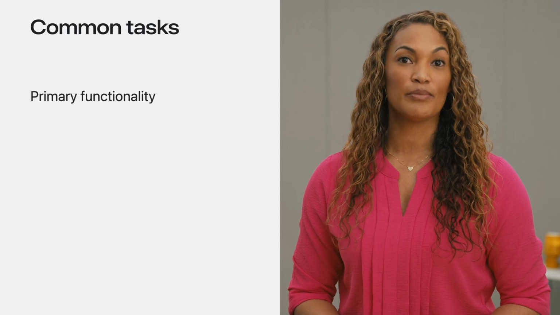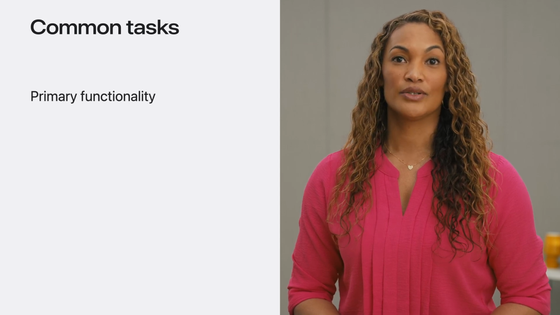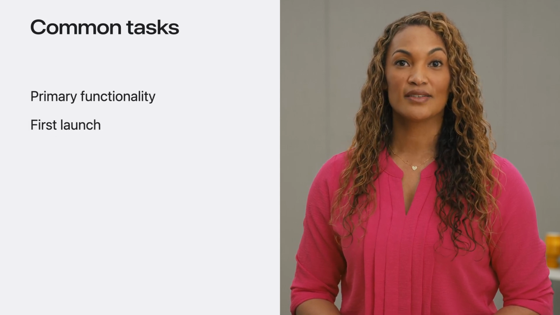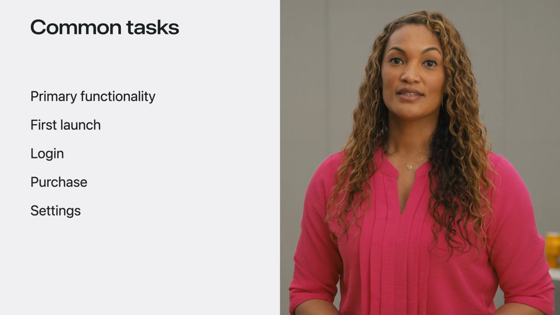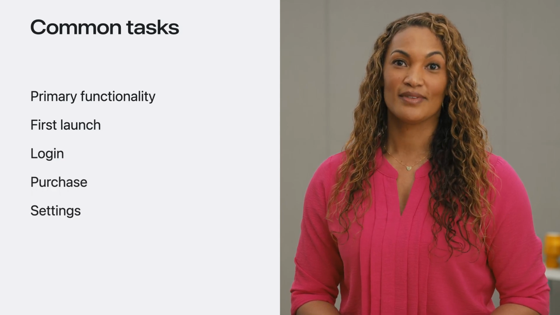To indicate support for accessibility features in your app, people should be able to complete all of the common tasks of your app. Start by defining your common tasks. These are your app's primary functionalities that people download your app for, plus functionality that is fundamental to using an app in general. This includes first launch experience, login, purchase, and settings. Define what people can do in your app.